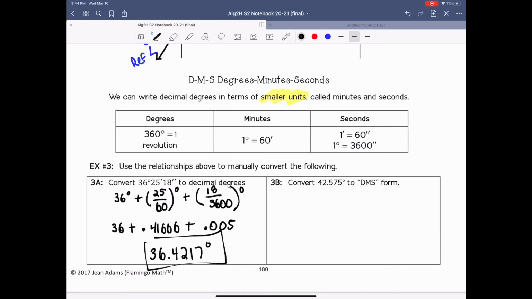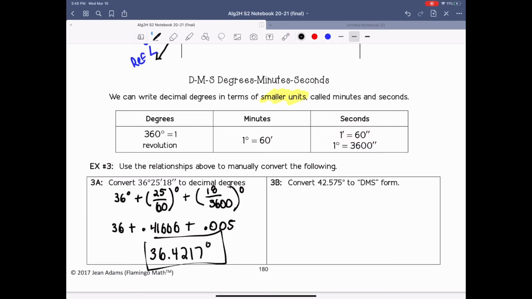So for 3b, we have: convert 42.575 degrees to degrees, minutes, seconds form. Well, here's what I know. I know that 42 is my whole number component, so the first thing I'm going to have is 42 degrees in my answer. I don't have to worry about that, though, because that's super easy. But now I need to figure out how I convert this decimal 0.575 to degrees, minutes, and seconds. What I can do is first use the minutes conversion to convert this decimal into minutes, and then whatever decimal I have from that point forward, I can convert into seconds using this conversion factor.